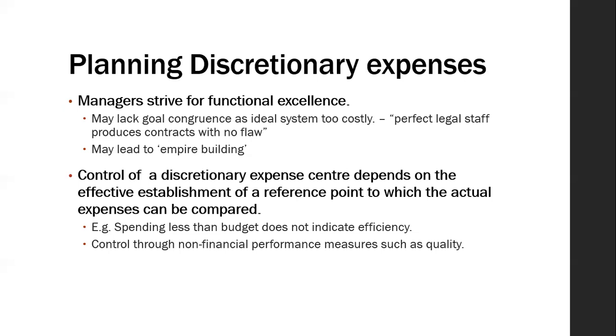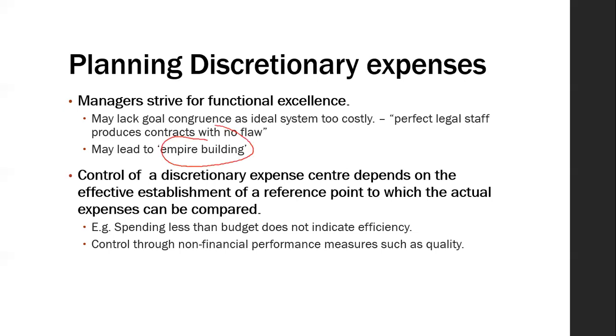Okay? However, that objective might not be goal congruent already, right? Because it's too costly, right? With a small mistake, the cost impact is small versus the additional legal staff that you need to hire. So, the difficulty with discretionary expenses is that departments always want state-of-the-art. Right? State-of-the-art or full high quality for everything. Maximum quality for everything. Right? And therefore, there is a risk of empire building.